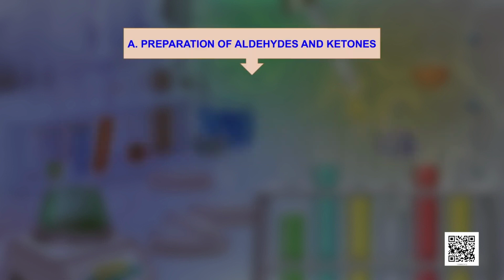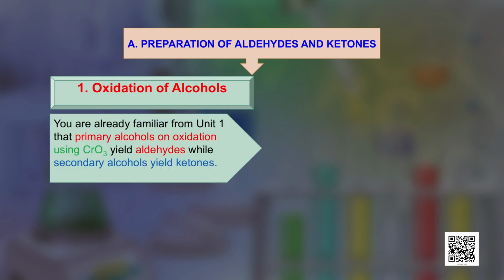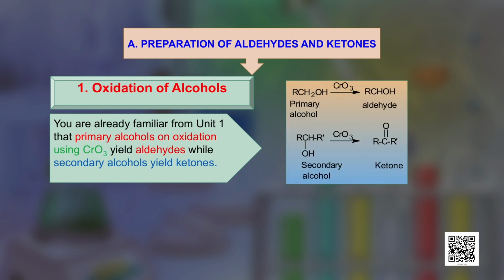Let us now understand the preparation of aldehydes and ketones. We will discuss the methods of preparation. The first method is oxidation of alcohols. You are already familiar from unit 1 that primary alcohols on oxidation using chromium trioxide give aldehydes, while secondary alcohols on treatment with chromium trioxide give ketones. And you can see the structures and the reactions here.